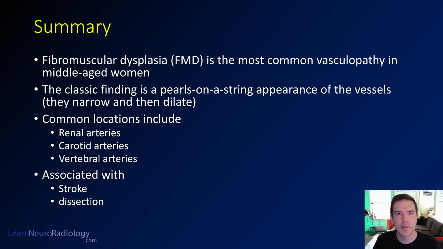The most common locations in the body are the renal arteries, so you'll see them on a CTA of the abdomen or a renal angiogram. But other areas that are commonly affected are the carotid arteries, such as in this case, but also the vertebral arteries. These are associated with stroke and dissection, so these patients are at risk for these things and have to be treated frequently with anticoagulation. If they're untreated, they will go on to have additional problems.